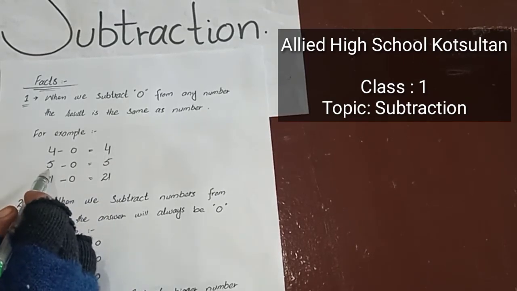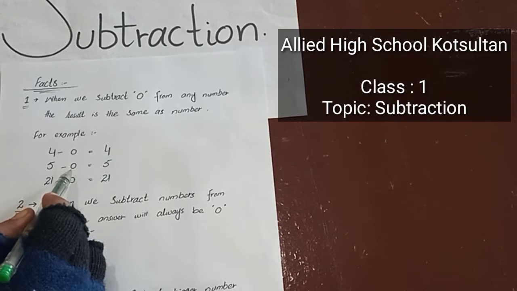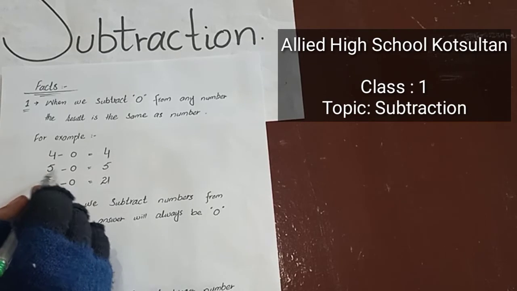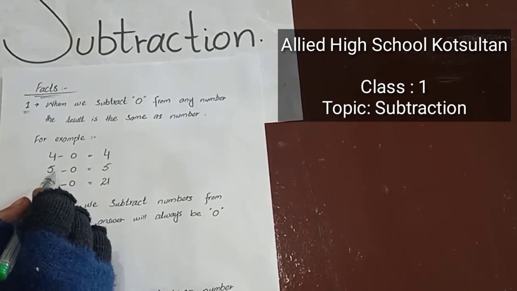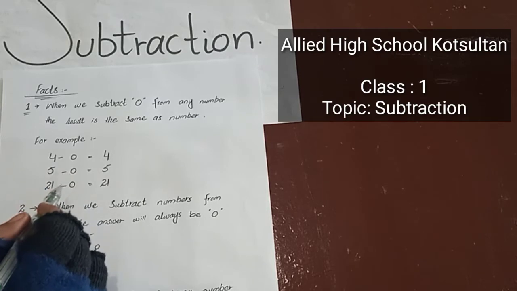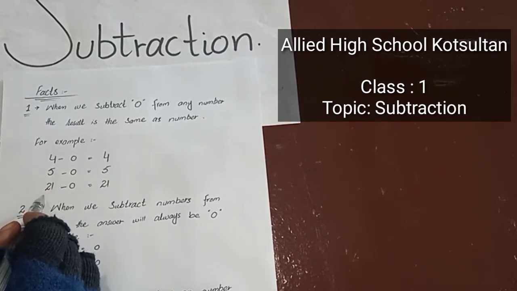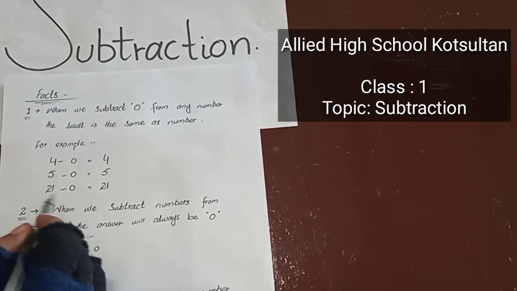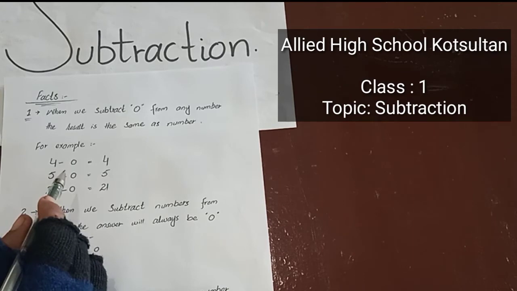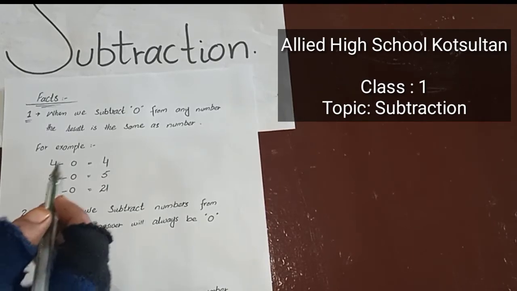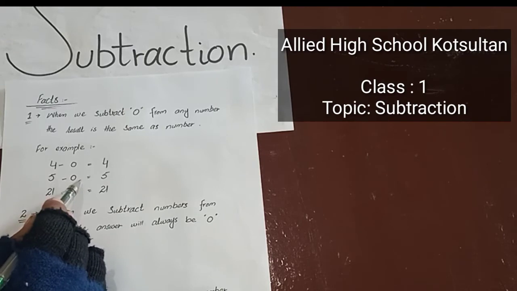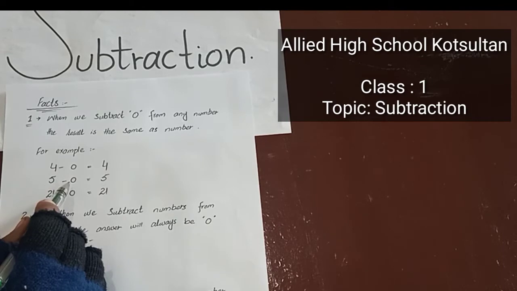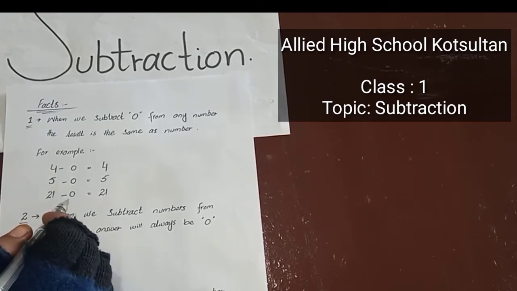And let's take another example. It's 5 minus 0. Here the answer will definitely be the same as the number because we cannot subtract 0 from 5, because 0 is nothing. And another example is here, 21 minus 0. Again the answer would ultimately be the same as the number, because according to the fact number 1, if we subtract 0 from a number, we will get the same number. We will not get any other answer because we cannot subtract 0 from any number.